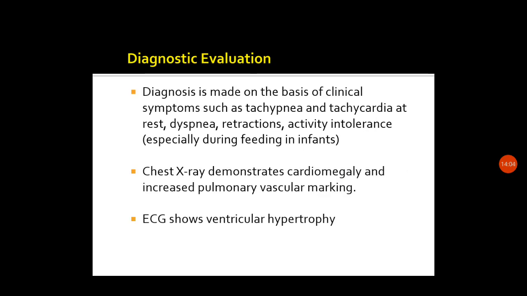So diagnostic evaluation: usually diagnosis is made on the basis of clinical symptoms such as tachypnea, tachycardia at rest, dyspnea, retractions, activity intolerance, etc. And chest X-ray demonstrates the cardiomegaly and increased pulmonary vascular markings. Chest X-ray can be taken, and the next one is ECG. So here we can see the ventricular hypertrophy, especially the right ventricular hypertrophy, very clearly through the ECG.